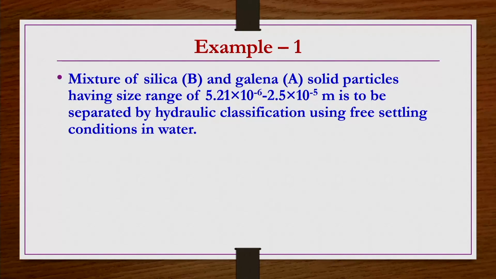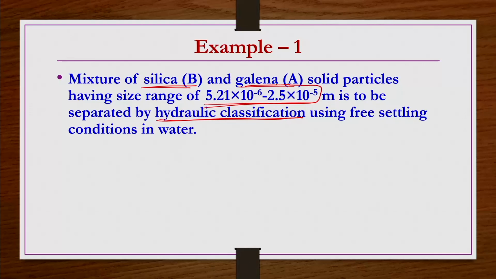So, now we take an example problem to understand how to use this equation. A mixture of silica and galena solid particles having size range 5.21 × 10^-6 to 2.5 × 10^-5 meters is to be separated by hydraulic classification using free settling conditions in water. Hydraulic classification means we use water as the liquid, and both silica and galena particles are in this range.